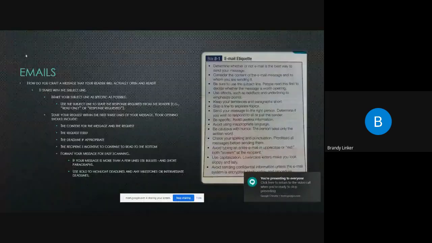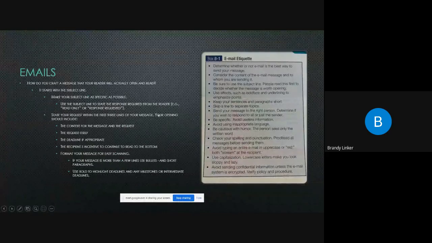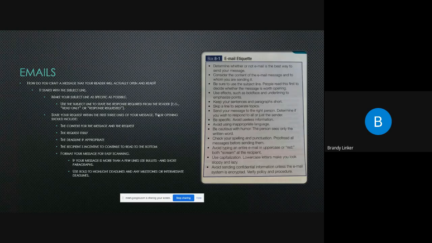All right. When you write an email, this is from your book. It's email etiquette. Make sure your subject line is specific. State your request within the first 3 lines of an email. When you email somebody and you want them to do something for you or you need their help, introduce yourself briefly and then get to the chase of it, because whoever's reading this email probably has thousands of emails to get through and they need to know really quickly what you need.